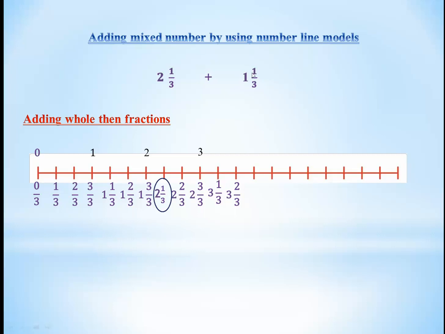So if I want to add 1 as a whole number, how many steps are we going to move? If I want to add 1 as a whole, it means we are going to move 3 steps. Let's move to the right, moving forward. Okay, 1, 2, 3. So we will stop at 3 and 1/3.